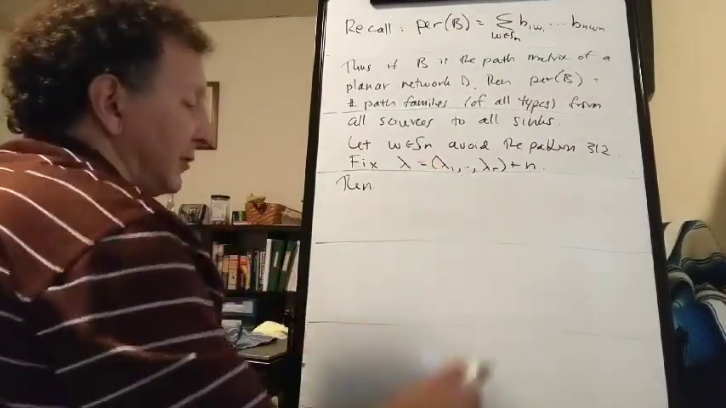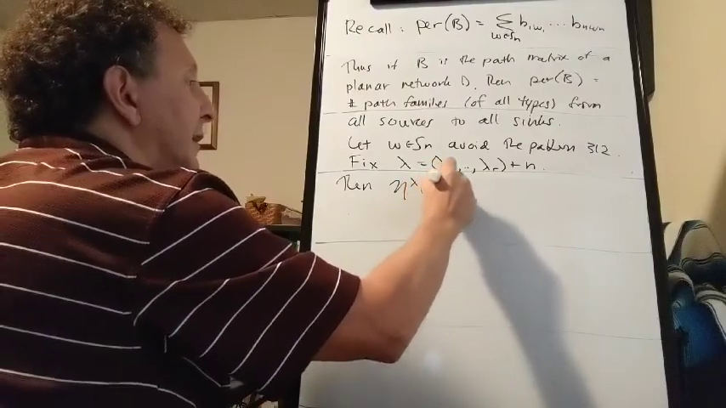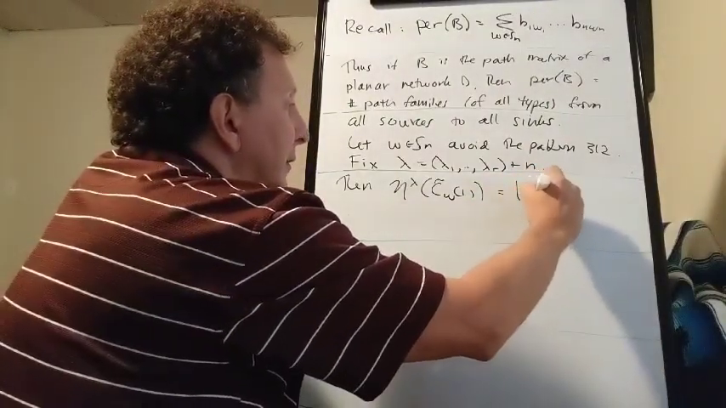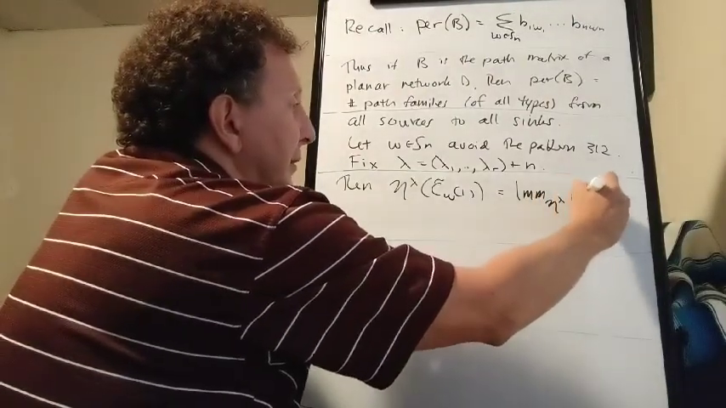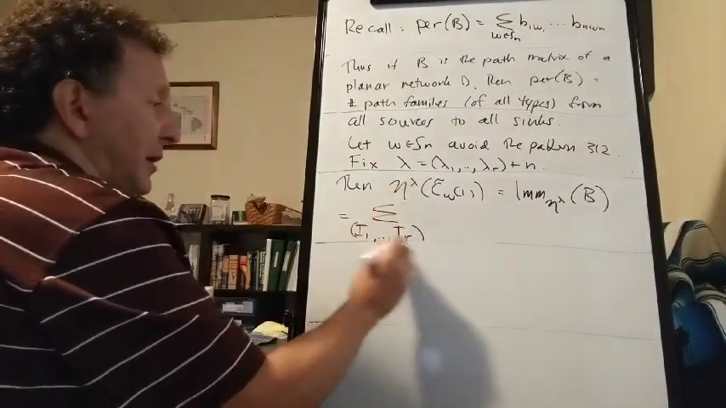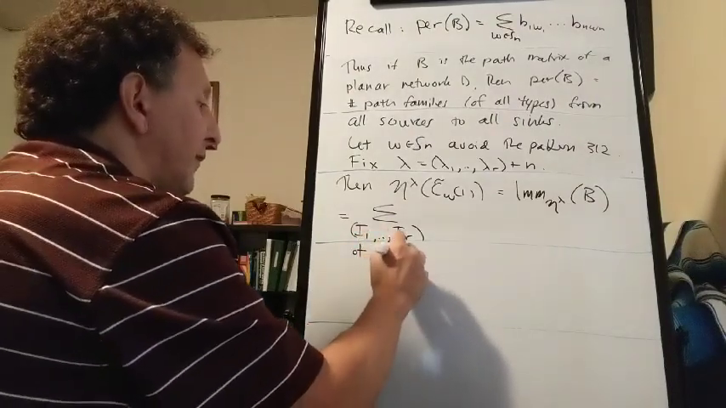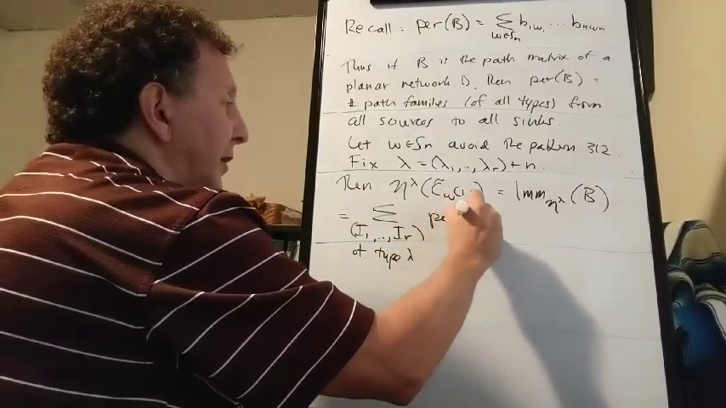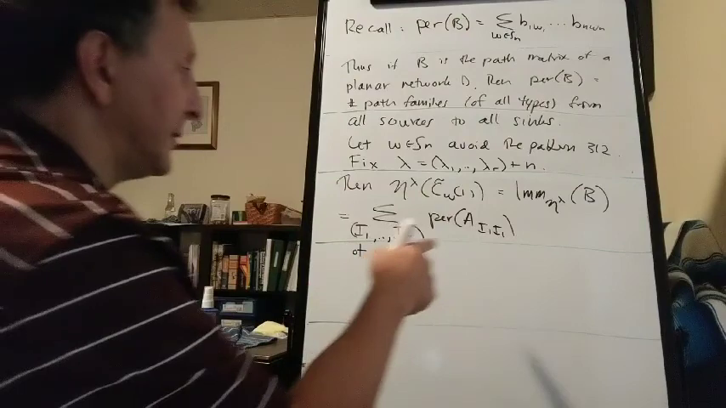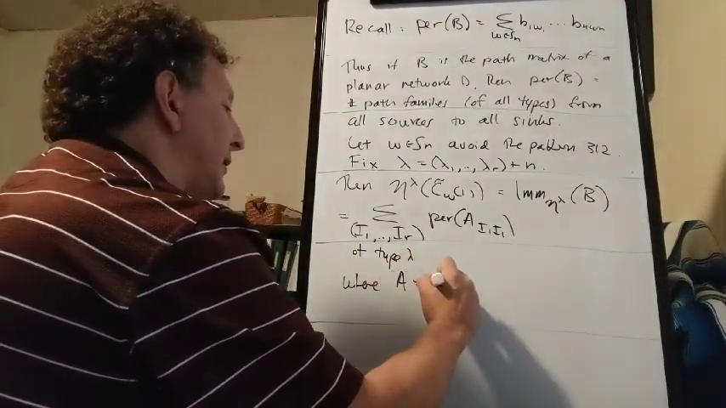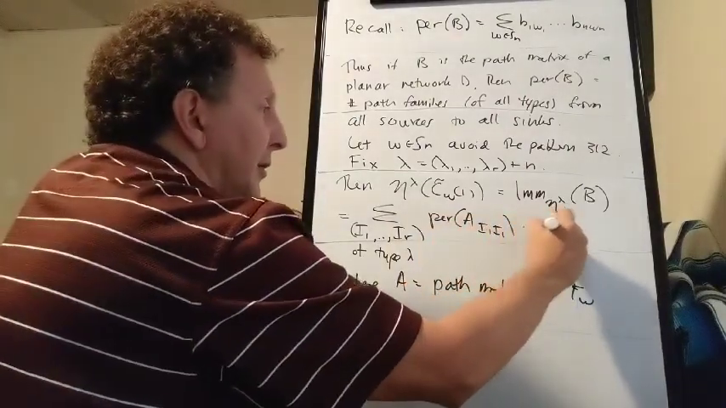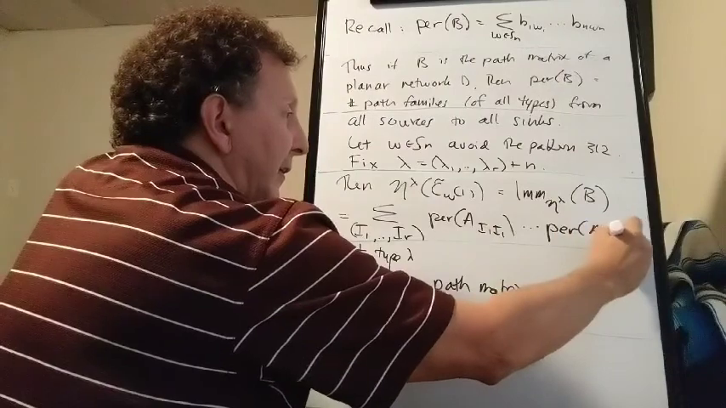Then, if we want to evaluate the induced trivial character, eta lambda, at the Kazhdan-Lusztig basis element Cw, this is equal to the eta lambda immanant of B, which is the sum over all ordered set partitions I1 through Ir of type lambda of the permanent of A_{I1,I1} up to the permanent of A_{Ir,Ir}, where I'm letting A be the path matrix of Fw.